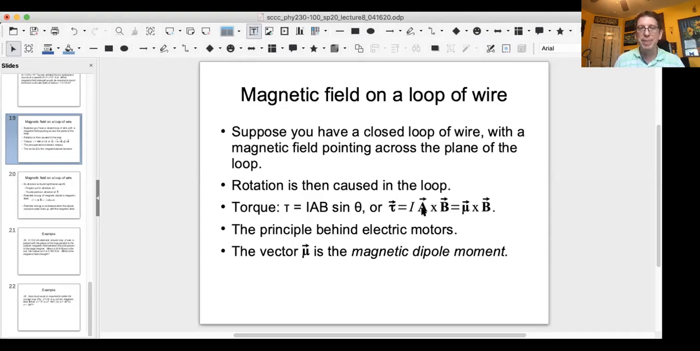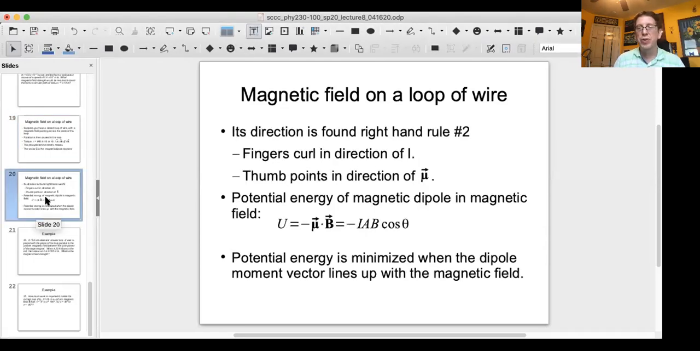But you do have to specify direction with this. And so that's going to be shown on the next slide, that the direction is found by the right-hand rule number 2. So your fingers curl in the direction of I, whether it's clockwise or counterclockwise, and then the magnetic dipole vector points in the direction of mu. So we're giving it a direction, so it's pointing along the axis of rotation. But which way along the axis of rotation depends on which way the current is circling.